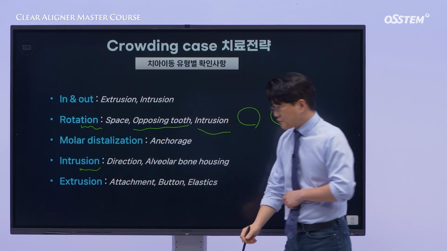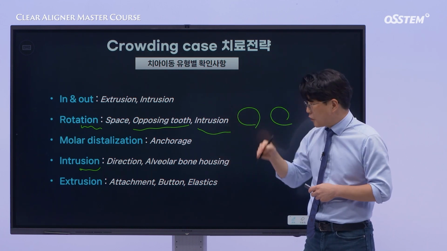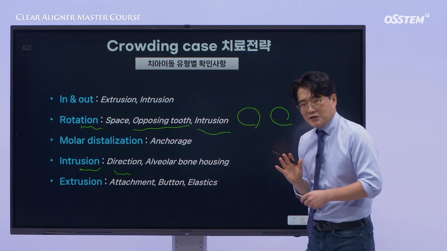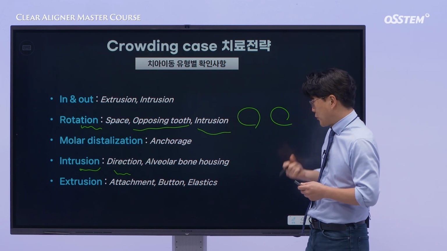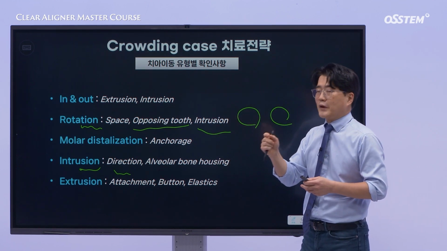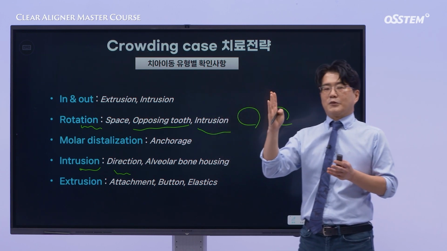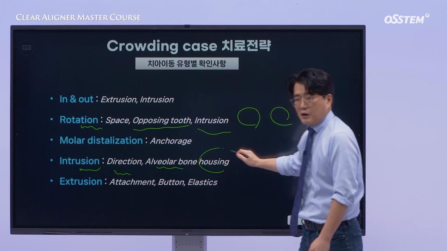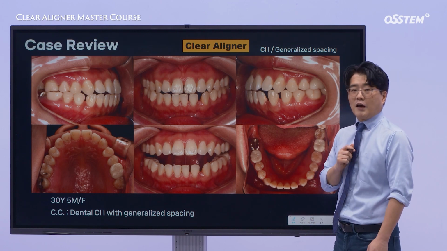And what about intrusion? For example, in the case of lingual inclination of maxillary anterior teeth, direction is really important. And for the mandibular anterior region, symphysis width and buccolingual width should be considered. And for lingually inclined maxillary anterior teeth, you need to check the proximity to the A-point cortical plate to consider alveolar bone housing. I believe this summary will help you manage Class 1 crowding cases.